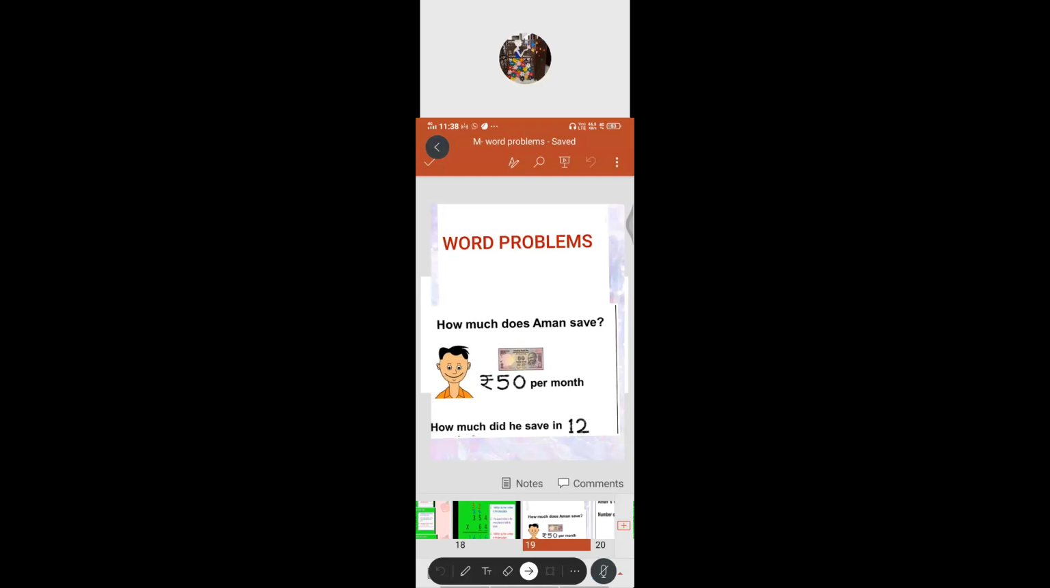Okay, let's see that one. The boy's name is Aman. He saved 50 rupees per month. From where? From his pocket money. Because parents used to give you pocket money, no? So Aman also got pocket money. From that, he used to save 50 rupees per month. So what are they asking? How much did he save in 12 months?